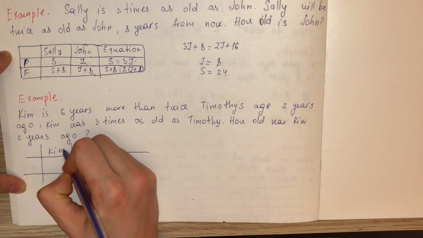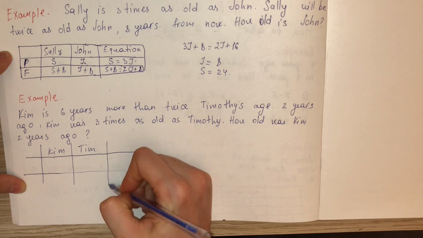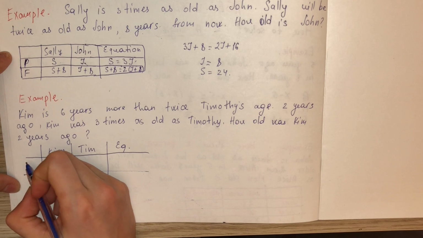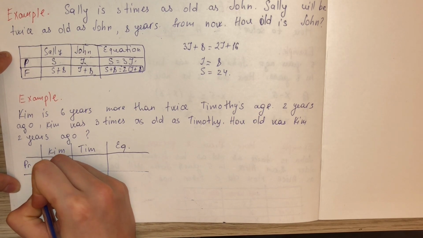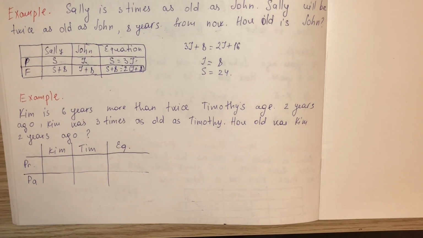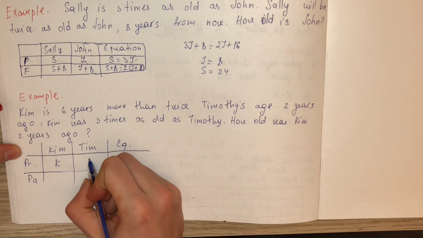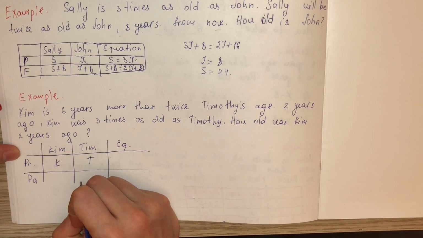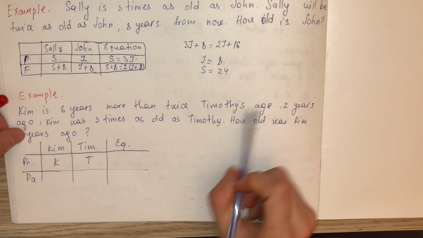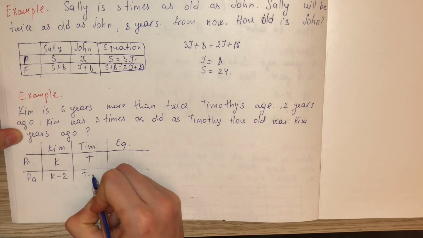Let it be Kim, let it be Timothy, and this is the equation. And now we have present and past. So now let Kim be K and let Timothy be T. Two years ago is past, so K minus 2, also T minus 2.